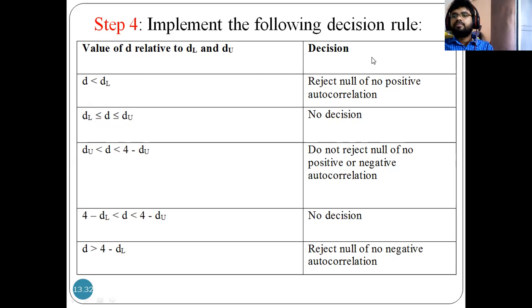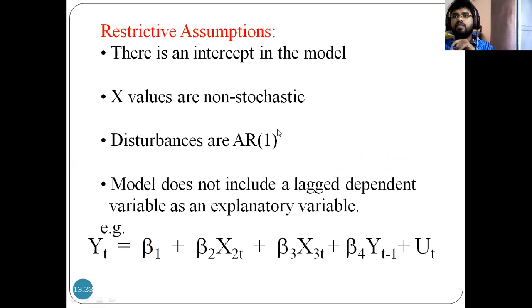Then we will see how we can test on the basis of some values. First step: before doing the Durbin-Watson D statistic, we need to follow certain assumptions. There are restrictive assumptions when we apply this Durbin-Watson D statistic. The first one, there is an intercept in the model. When you are running a model, keep in mind that your model should consist of an intercept or constant value, that is beta 0 or beta 1.